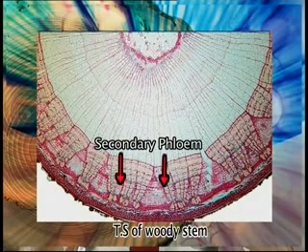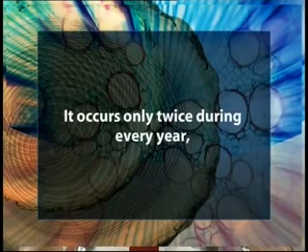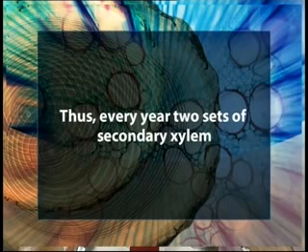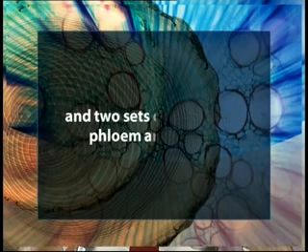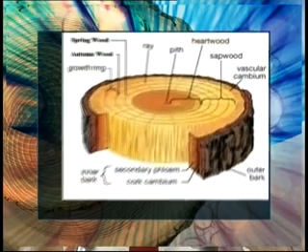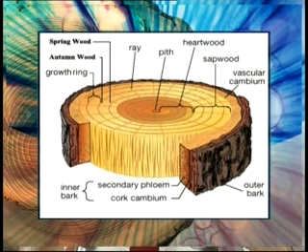However, the secondary phloem grows and completely masks the primary phloem, hence it is not visible. The mitotic activity of the cambial ring is purely seasonal. It occurs only twice during every year, once in the spring and once in autumn. Thus, every year 2 sets of secondary xylem and 2 sets of secondary phloem are formed. Each year the mitotic division of the cambial ring usually begins in the spring season.